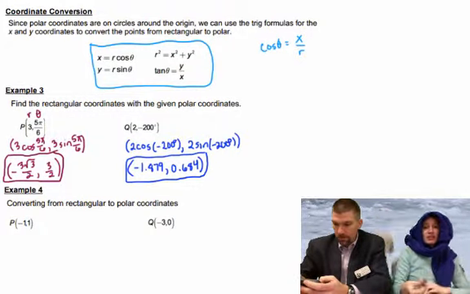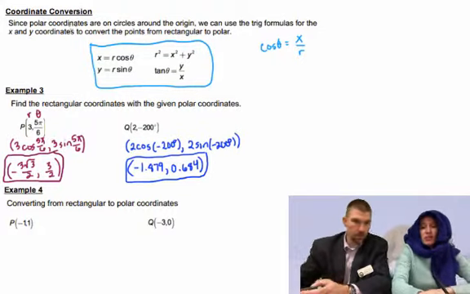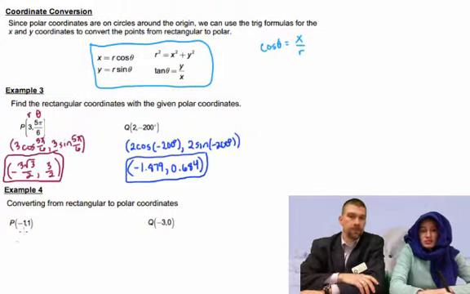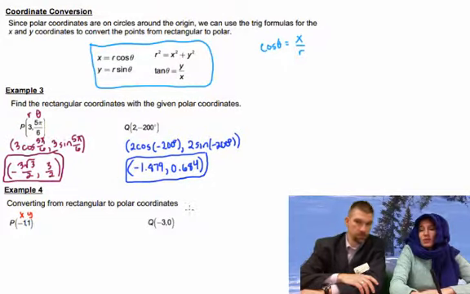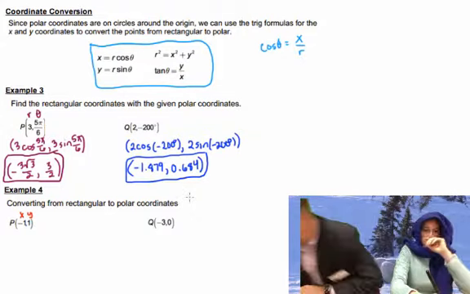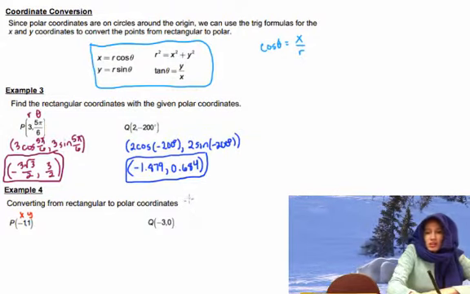All right, converting from rectangular to polar coordinates. So we would go backwards here. This is x and y. And typically, I guess they'd have to tell us what kind of angle they want from us, like between 0 and 2 pi, right? Yeah, totally.